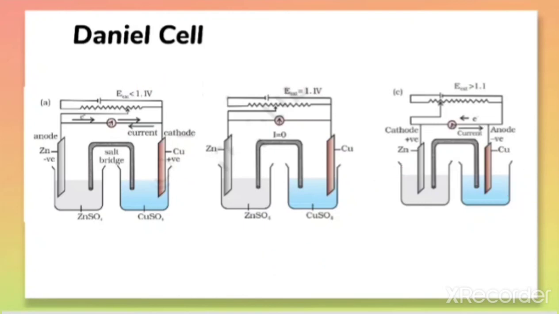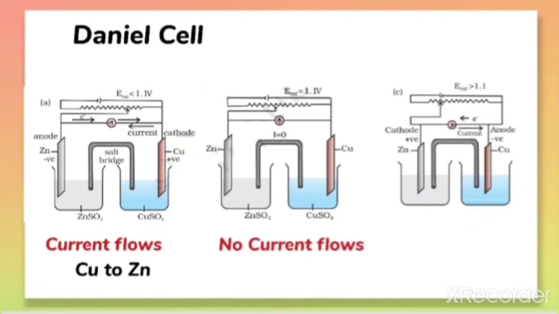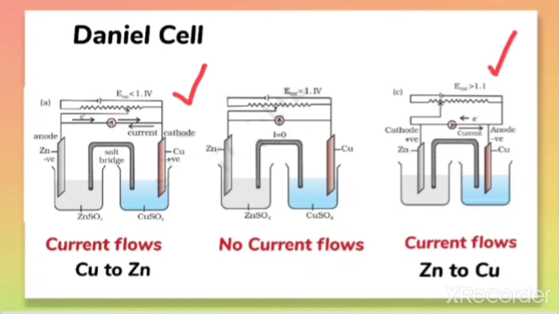So we can say that in the first case, when E external is less than 1.1 volt, the current flows from copper to zinc. If the value is equal to 1.1 volt, no current flows, and if it is greater than 1.1 volt, then the current flows from zinc to copper. This is the conclusion from these three cases which we have learned. So here it behaves like an electrochemical cell, but now it is an electrolytic cell.